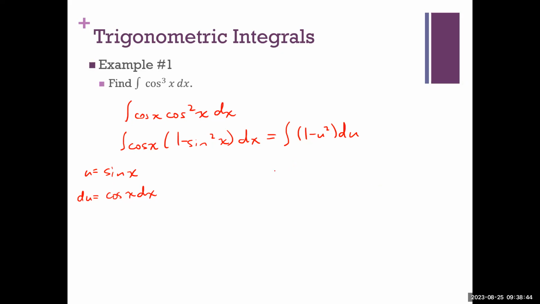So let's go ahead and integrate. What's the integral of 1? u minus u cubed over 3 plus c, and finally, cosine of x minus cosine. Yes, thank you. Sine of x minus sine cubed of x over 3 plus c.